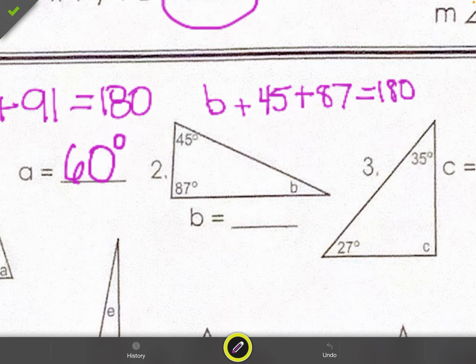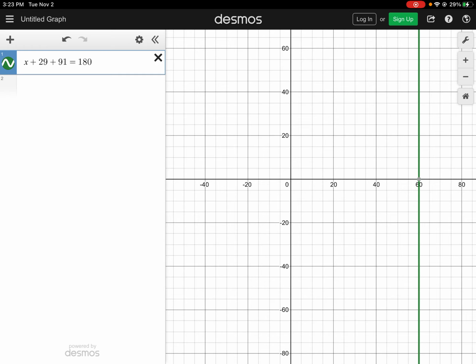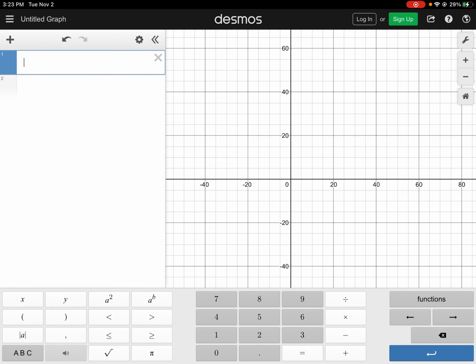Of course, you could write B plus 87 plus 45 equals 180. You could say 45 plus 87 plus B equals 180. It is whatever makes you happy, as long as you add all three pieces. That's the only thing we see people forget sometimes, is they don't do all three angles. So again, when we type it into Desmos, we want to use X. So X plus 45 plus 87 equals 180.